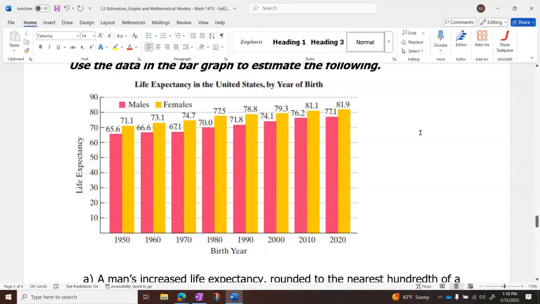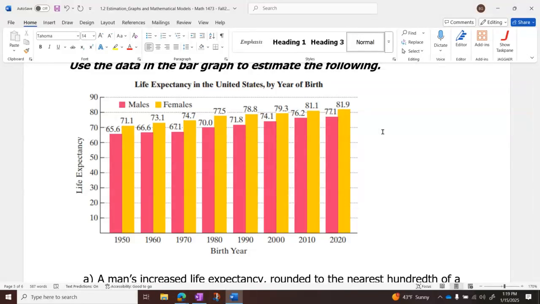So this graph is a multi-bar graph. A bar graph is different from a histogram, but you don't have to worry about that if you don't know what a histogram is. Just know that bar graphs have separate bars, with gaps between the bars. This is a multi-bar graph.